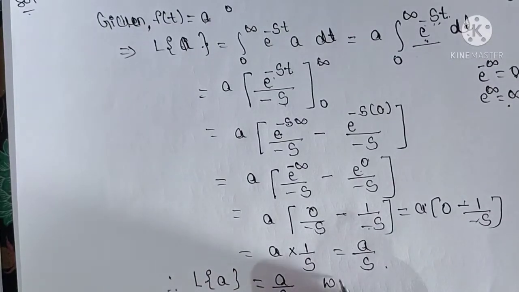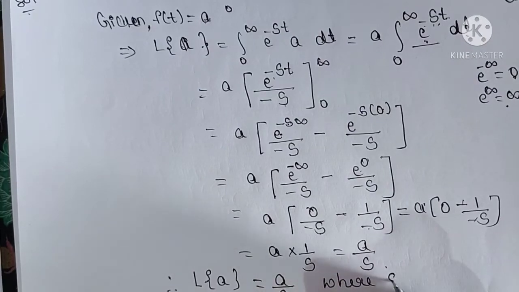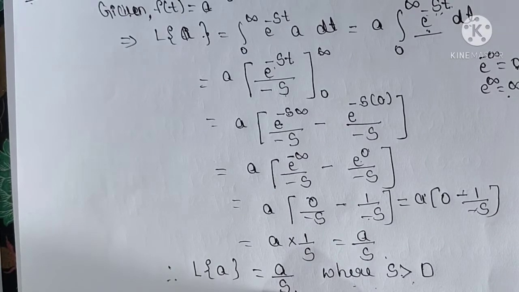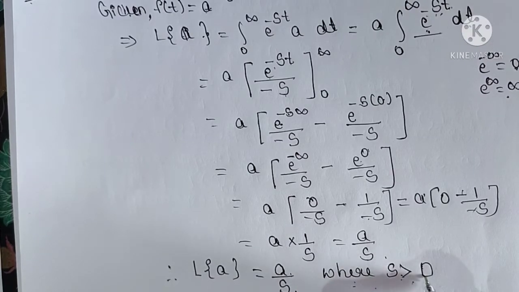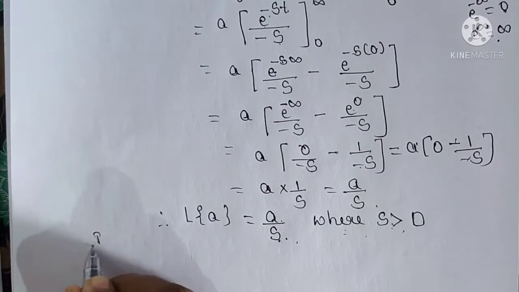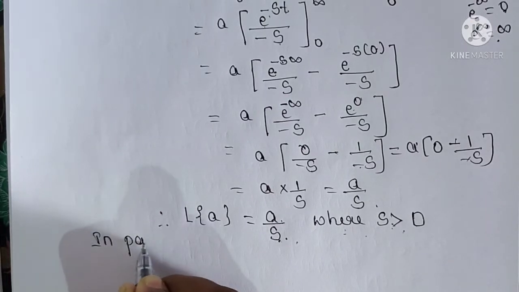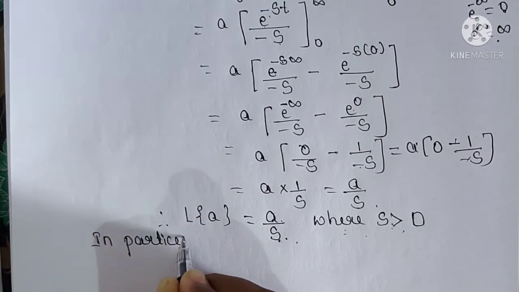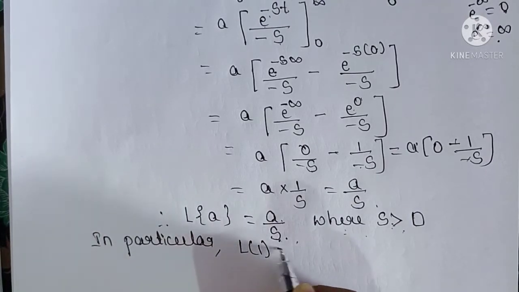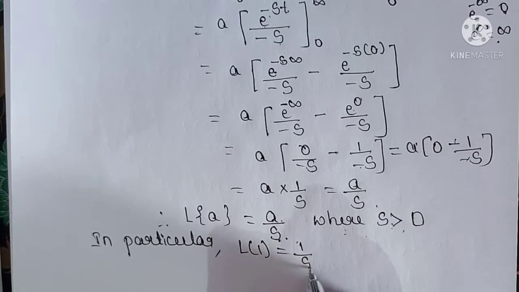where s is greater than 0, because if we consider s is equal to 0, any number by 0 value will get infinity. Therefore you consider s value is greater than 0. In particular, L of 1 is equal to 1 by s. A value is 1, 1 by s.